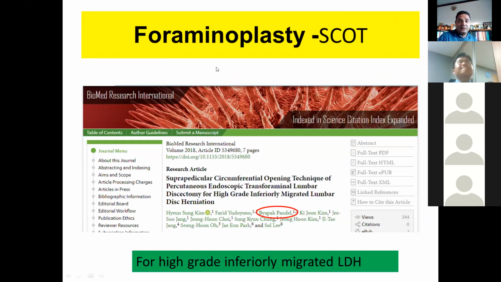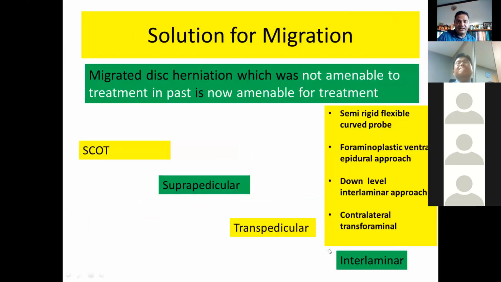And this SCOT, suprapedicular circumferential opening technique, can be utilized for high-grade inferiorly migrated lumbar disc herniation. Once, this migrated disc herniation was not amenable to treatment in the past, but now it is amenable to treatment because there is a solution by the escort technique, suprapedicular technique, transpedicular technique, and interlaminar technique.